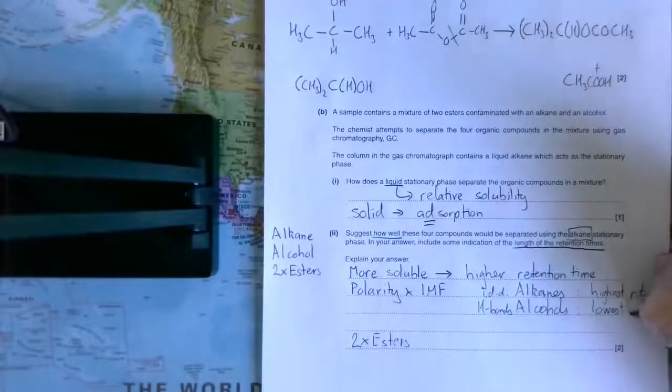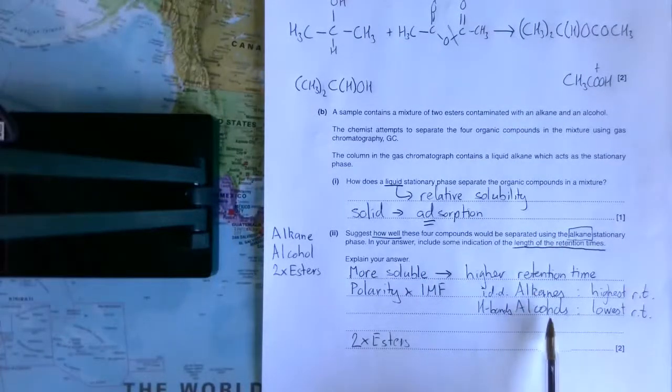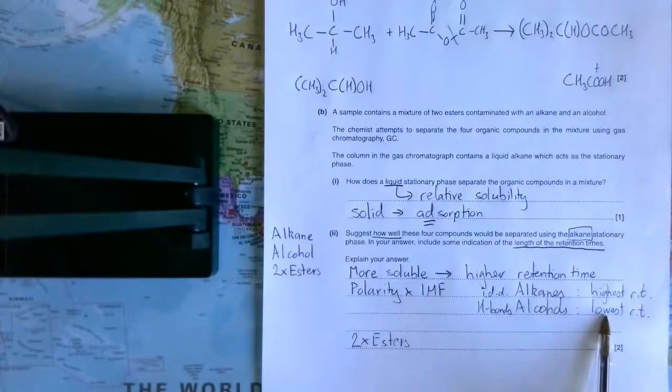Make sure you make it clear what you're talking about there. So it's really good to separate out the alkanes and the alcohols. The alkanes would have the high retention time because they have the same polarity as the stationary phase. The alcohols would have the lowest retention time.